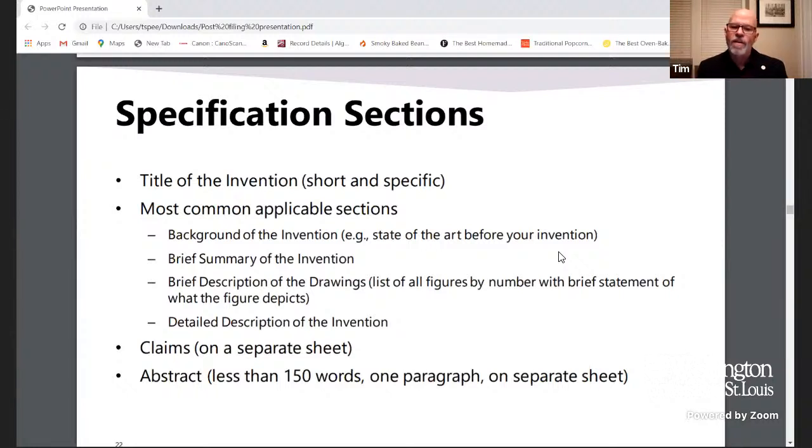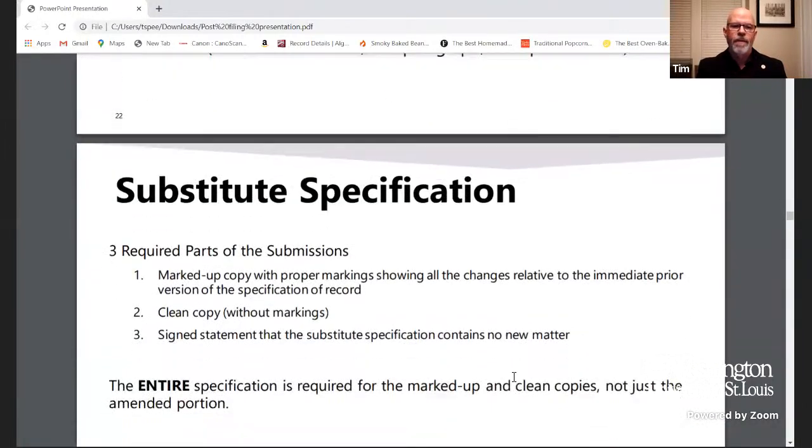Technically, the claims aren't a part of the specification, they're the claims, but you will also require claims when you file a utility application, and you do have to file an abstract. It has to be less than 150 words, has to be a single paragraph. It's also not supposed to use legal jargon, legal terms.